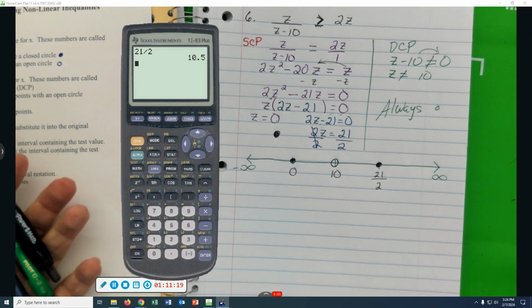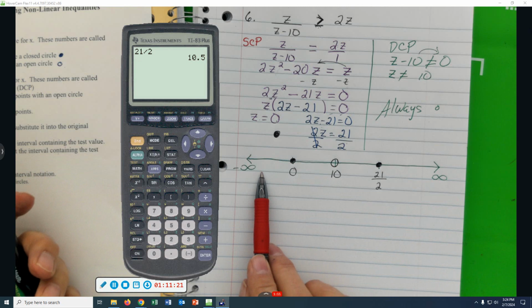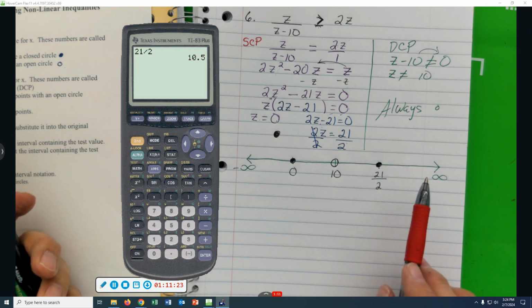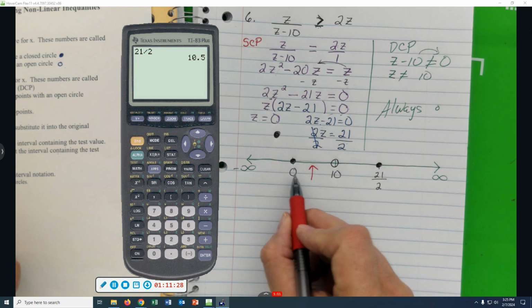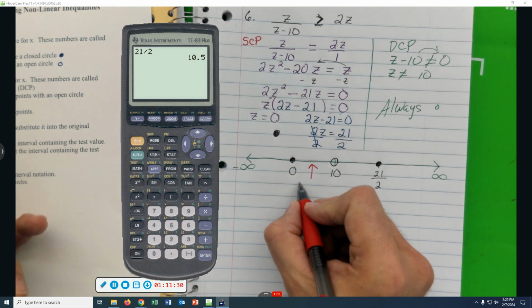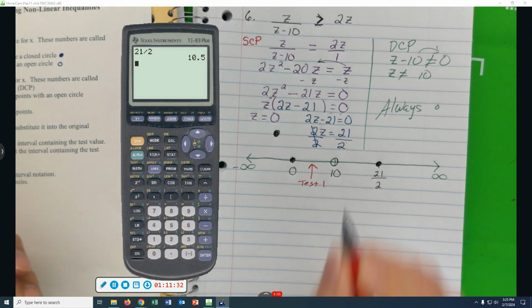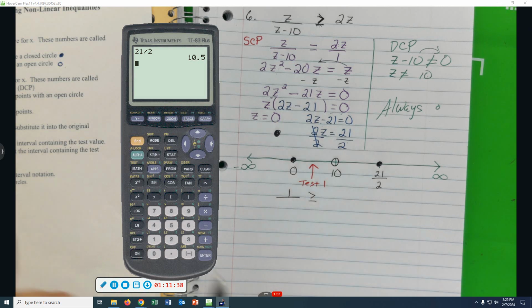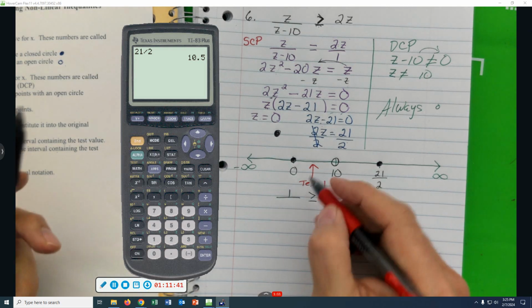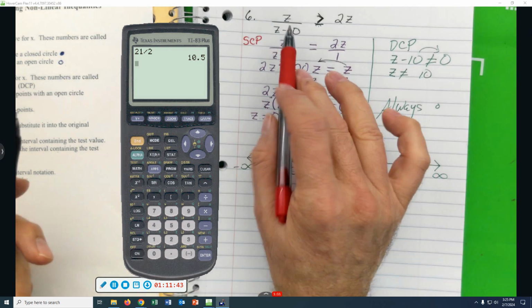I'm going to test the number 1. Well, I don't need to ask y'all that. Y'all know where 1 is. It would be right there between 0 and 10. So I'm testing the number 1. Okay. Oops. I replace the z with 1.